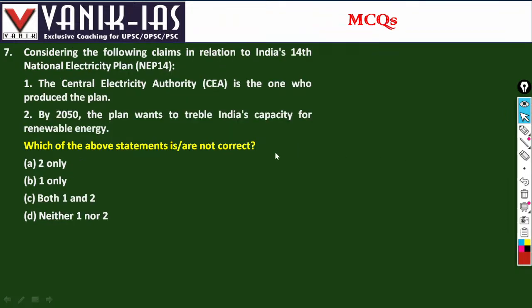Okay. So consider the following statement. It is from India's 14th national electricity plan. The Central Electricity Authority is the one who produced the plan. So this is correct. By 2050, the plan was to triple India's capacity for renewable energy. So the only incorrect one is two, but one is correct.